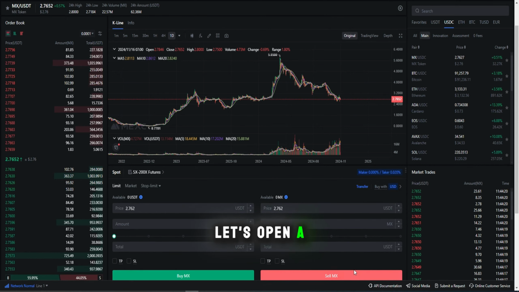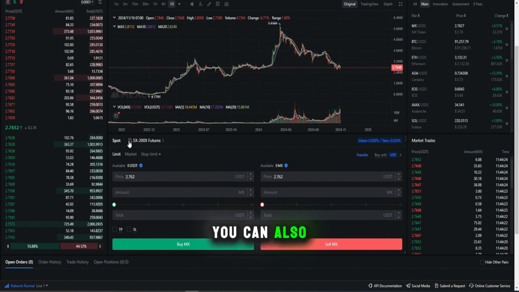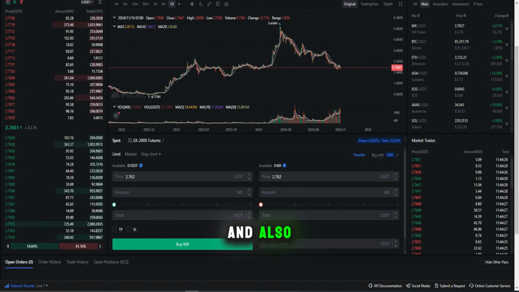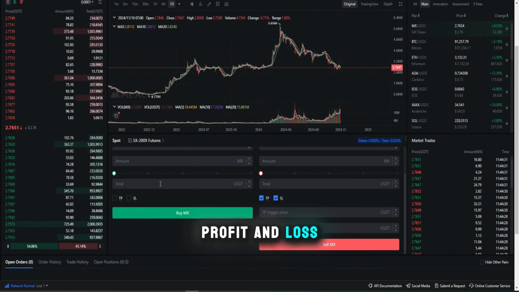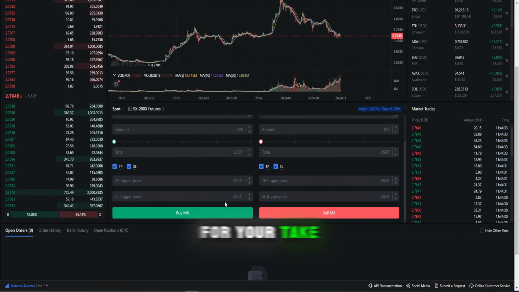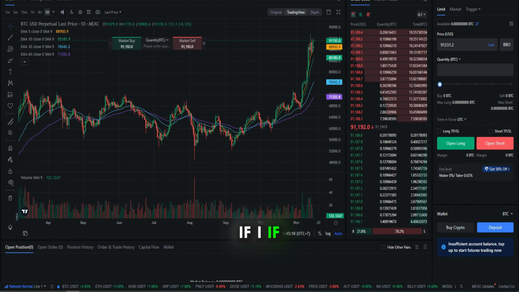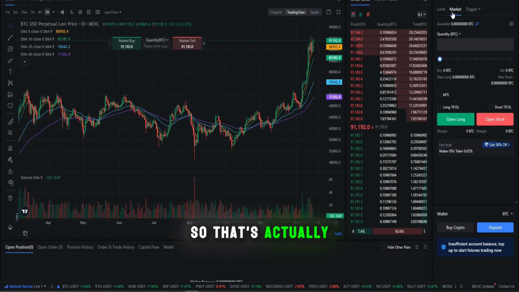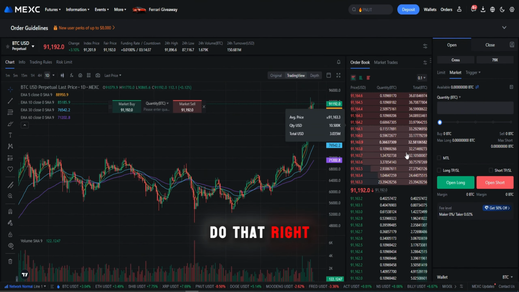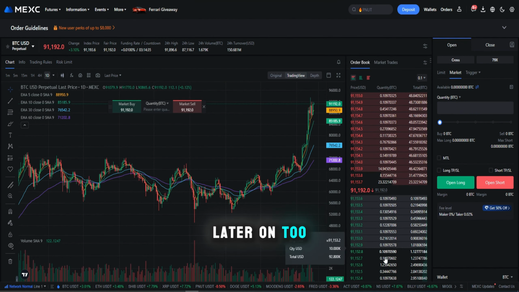Of course, let's open a trade in here. If you open a trade, you can also choose a take profit and stop loss immediately right here. That's also one thing that I like. And also you can immediately see how much profit and loss you have. So you can just type a price in here for your take profit and for your stop loss, and you will immediately see how much profit or how much loss I will make if that take profit or stop loss is hit. So that's actually pretty nice too, that you can do that right from the beginning. Of course, you can change it later on too.